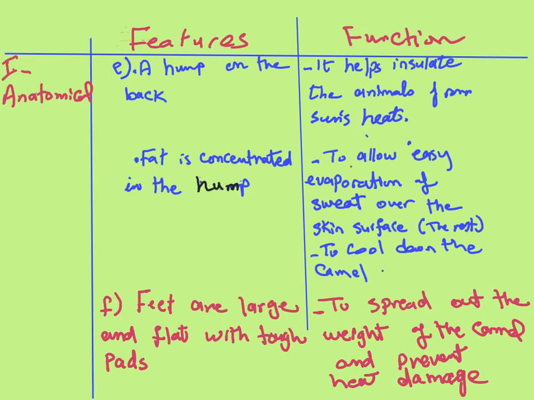Another anatomical adaptation: the camel has a hump on its back. It helps to insulate the animal from the sun's heat. Fat is concentrated in the hump. This allows easy evaporation of sweat everywhere else on the skin surface to cool down the camel. Also, the camel has large, flat feet with tough pads. This helps to spread out the weight of the camel when it moves on the sand and prevents damage.